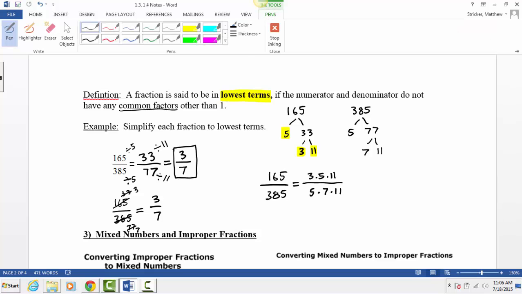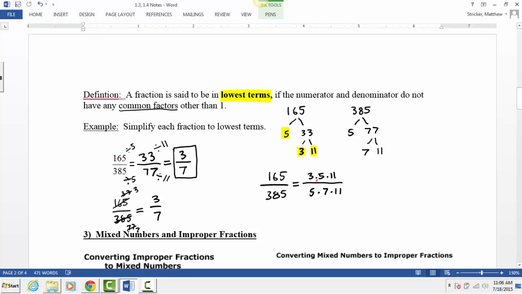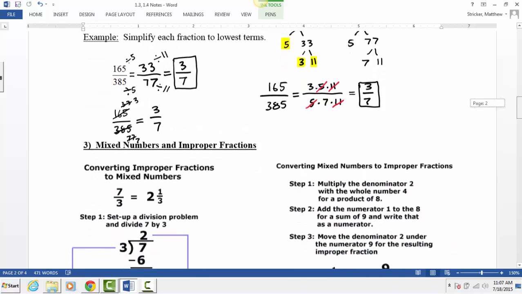And then we just cancel out the common factors. We see that the top and bottom both have a 5, and the top and bottom both have an 11. So what's that leave us with? Simply the 3 and the 7. Again, we get to the same answer. I don't care which one of these methods you use, but you should be able to reduce fractions.